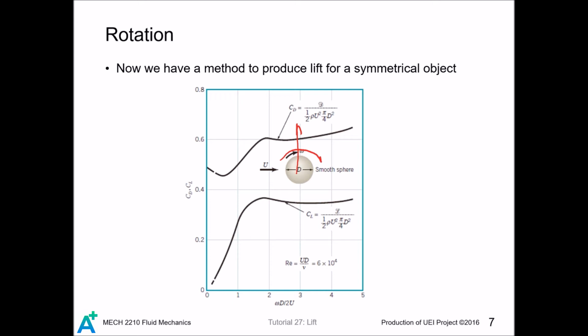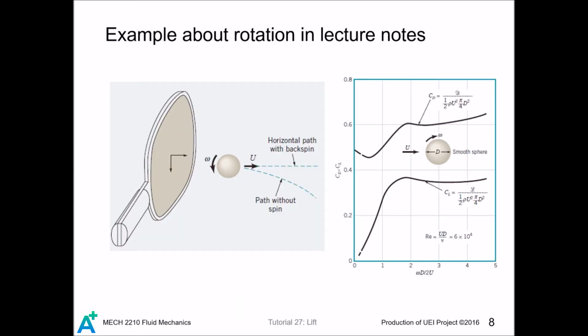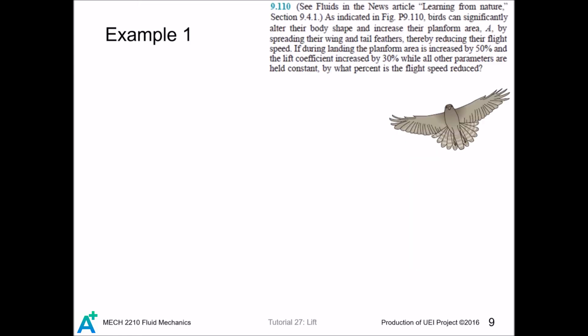If you play ball games, this concept shall be really familiar to you. And shown here is the lift and drag coefficient under this Reynolds number as we vary the angular velocity. And in the lecture notes, there is already an example about how to maintain a tennis ball in air not to fall down with rotation. So I'm not going to repeat that, and we look at some easy examples.